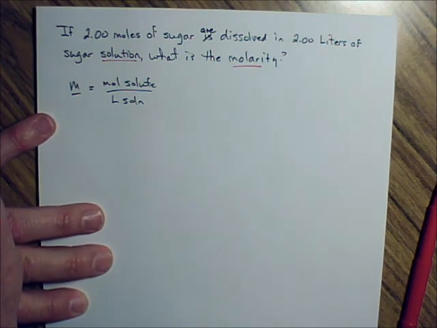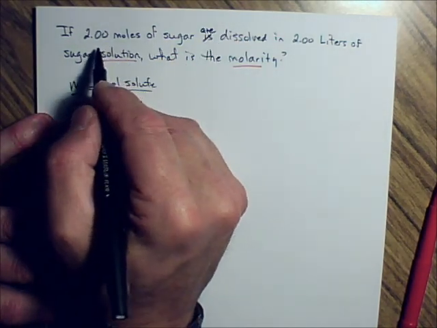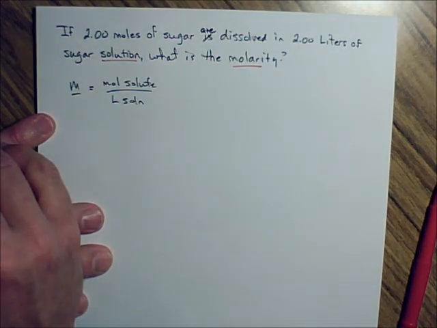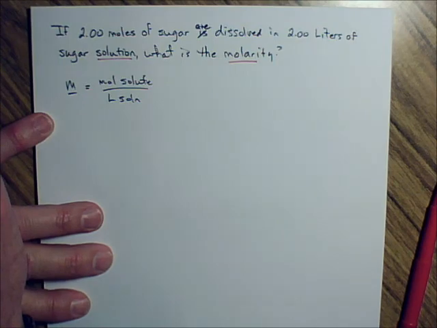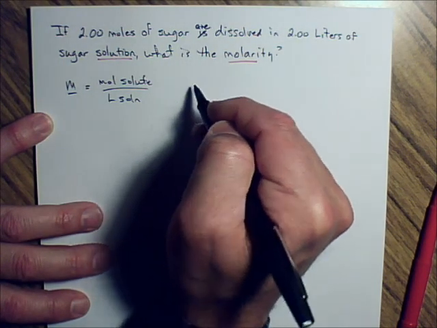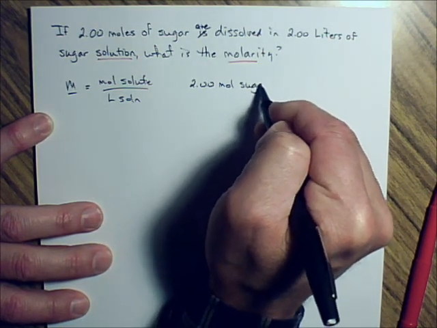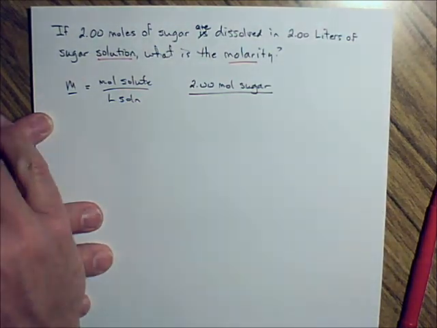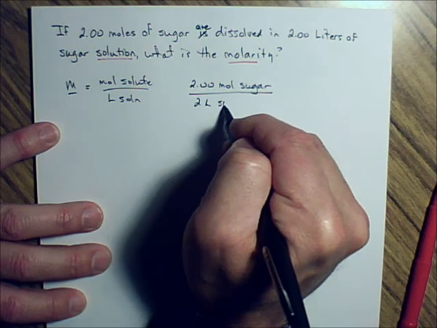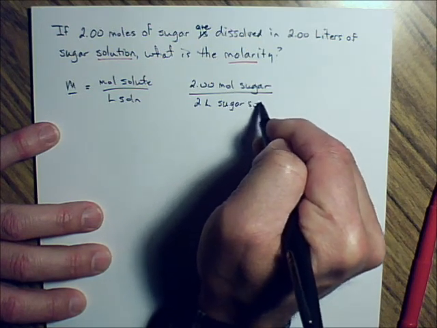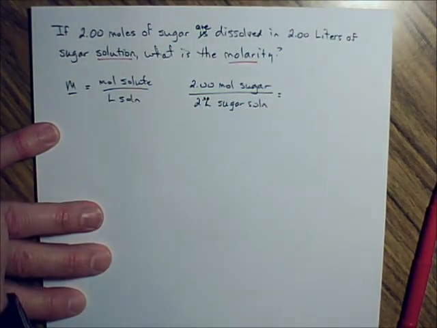What's the sugar in the first thing? Solution? No. Here? Yes. 2 moles of sugar are dissolved. So do we have moles of sugar up here? Yes. Okay. So we want to put moles of sugar, 2.00 moles of sugar. Do we have liters of solution? Yes. How many liters of solution do we have? 2 liters of sugar solution. Actually, it's 2.00. So what's the molarity then?